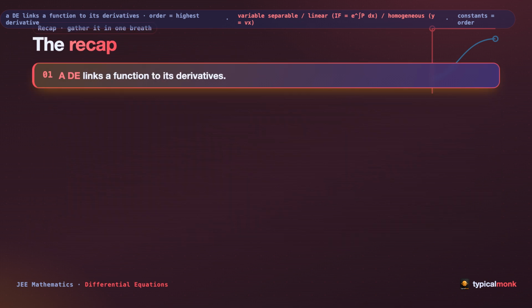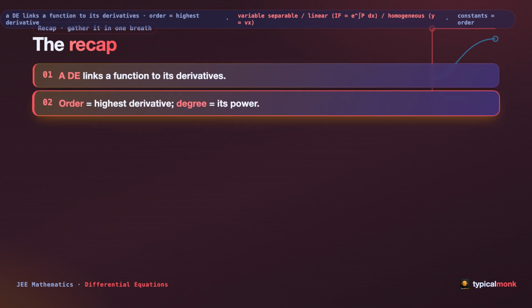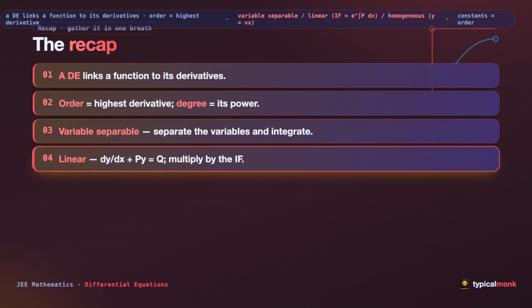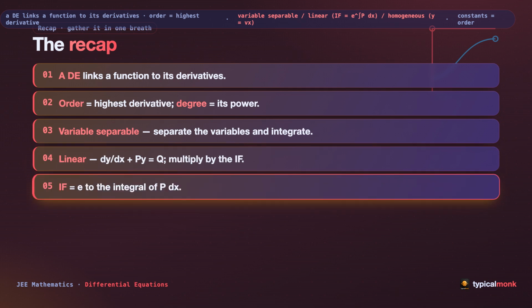Let us gather it all in one breath. A differential equation links a function to its derivatives. Order is the highest derivative, degree is its power. Variable separable: separate the variables and integrate. Linear, dy by dx plus py equals q: multiply by the integrating factor. The integrating factor equals e to the integral of p dx.